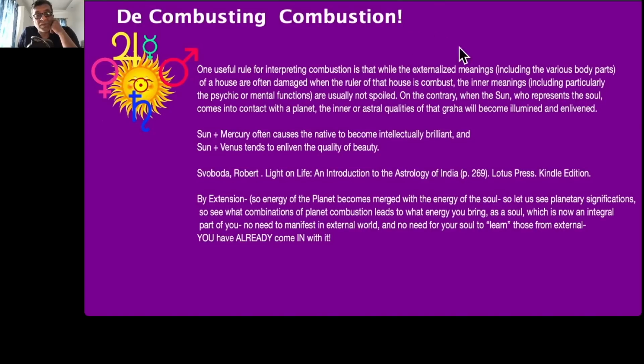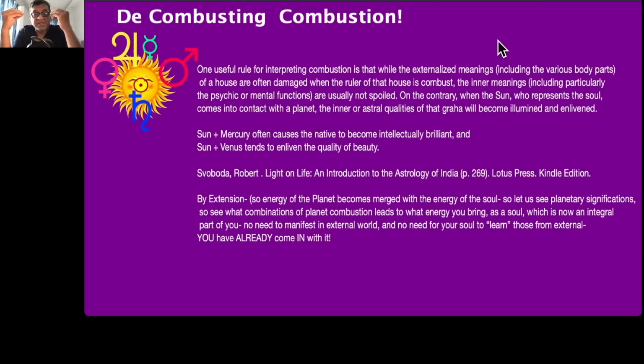One useful rule for interpretation of combustion is that while externalized meanings, including various body parts or of a house, are often damaged when the ruler of the house is combust, meaning if Venus is the ruler of Taurus and of Libra, if Venus is combust, those houses where Taurus and Libra fall tend to decrease in the physical manifestations, but it is still something else. Let's see what that is.